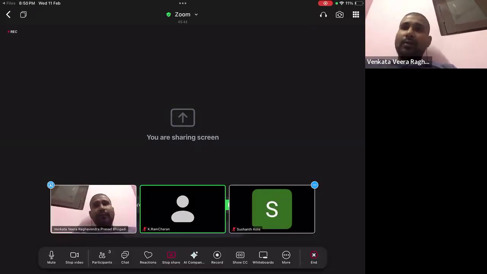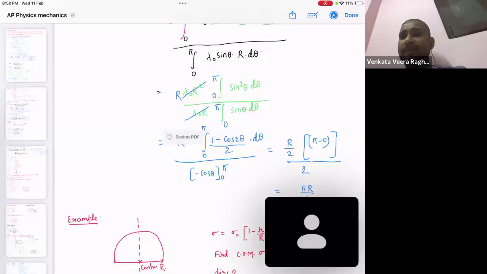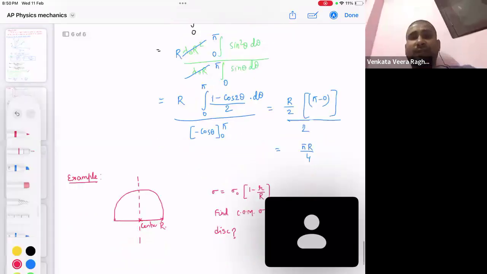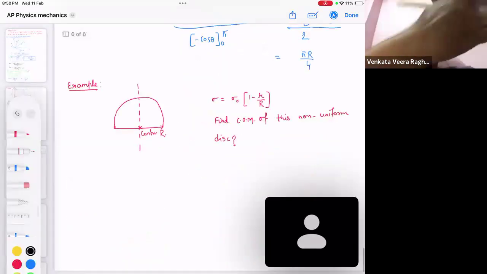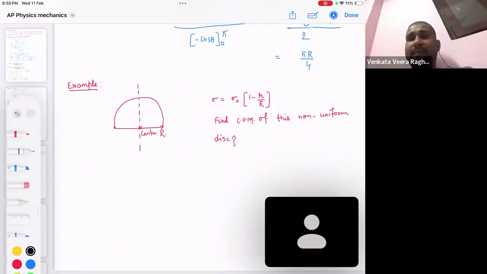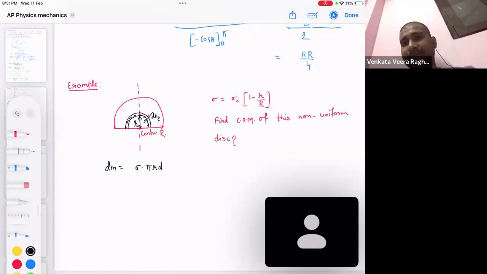Okay, tell me how much this is coming. If you want to calculate here, again, you have to start with the element choosing. So I'm again going to take the same type of element which we have been taking earlier, isn't it? Like this, at a smaller distance, a dr element. So what is going to be the dm? dm is going to be sigma into pi r dr.